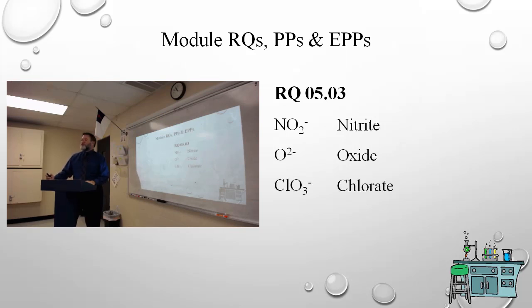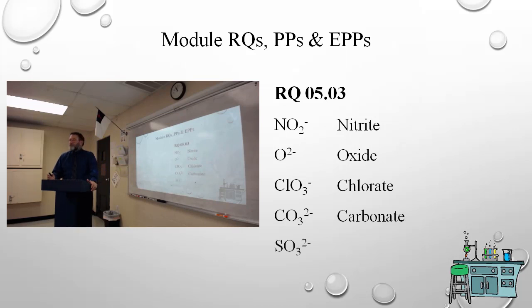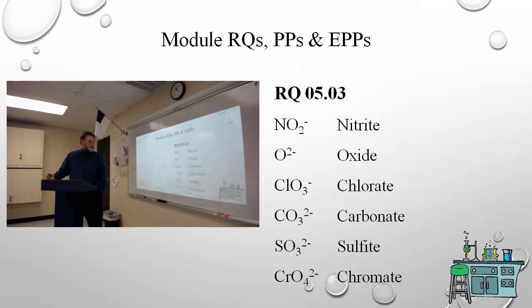Chlorate. So chlorite would be, since ates have more, it would be CO3. Carbonate. And SO3. Sulfite. So what's sulfate? SO4. Ates have more than ites. Is there another one? Oh, got it backwards. So there's your chromate. Remember, dichromate, Cr2O7, 2 negative.